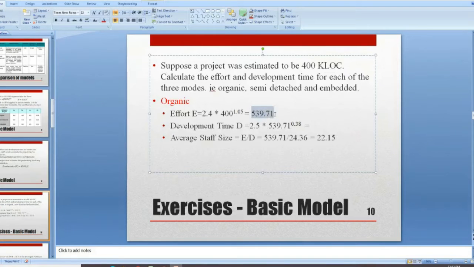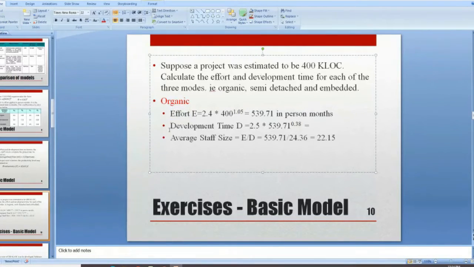What is this 539? How can you explain this 539.71? That is in person months, right? That is for this 400 kilo lines of code project, the size of the project. If one person is doing this project, he will take 539.71 months, right? One person will be taking this many months to complete the project. This is the meaning of the effort, okay?